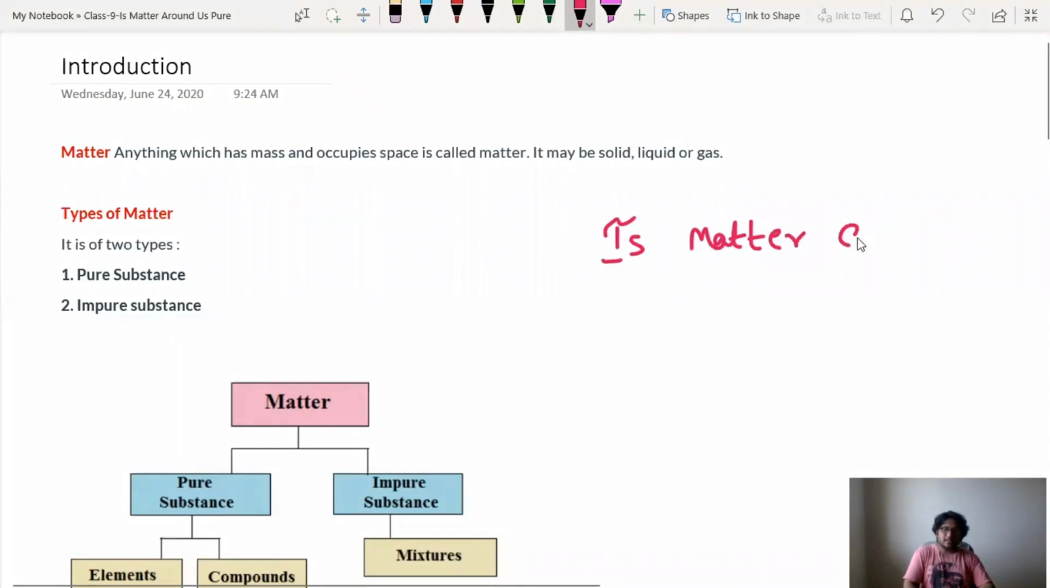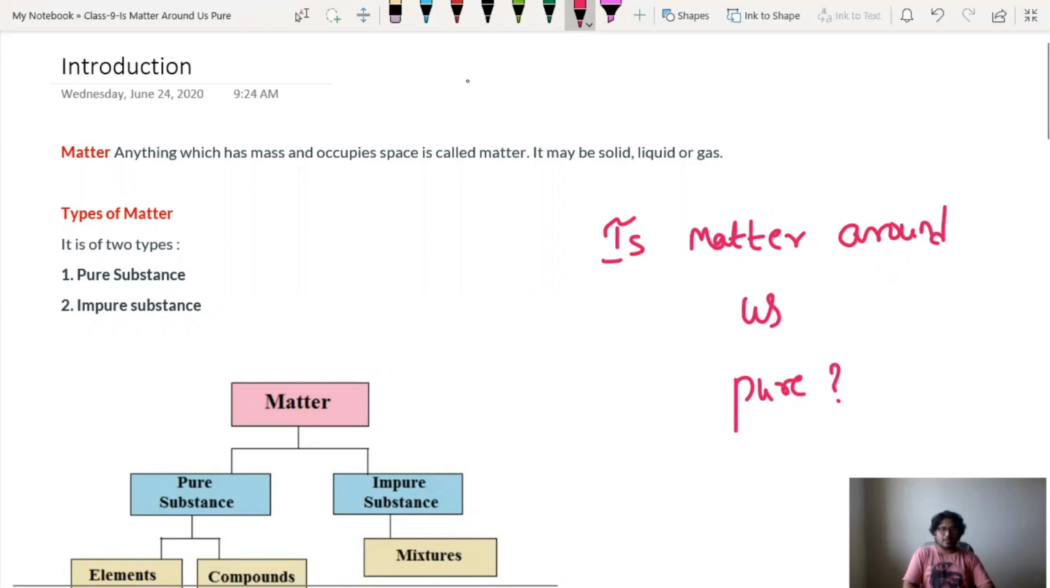We are in the chapter "Is matter around us pure?" You see the title of this chapter? It is asking us a question: Is matter around us pure?